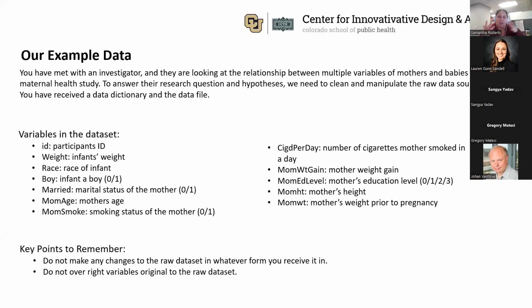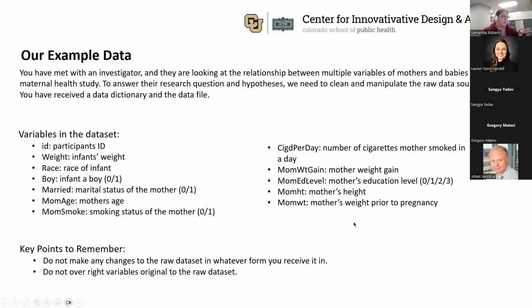You received a data dictionary as well as the data file. So here's just a bunch of variables within the data set. We have ID, weight. This is infant's weight in grams. We have the race of the infant, whether or not the infant is a boy. So it's a yes, no. Usually in coding, 0 is no, 1 is yes. So marital status, the mother's age, mom's smoking status, number of cigarettes the mother smoked per day, mother's weight gain during pregnancy, the education level of the mother, height, and the weight prior to pregnancy.